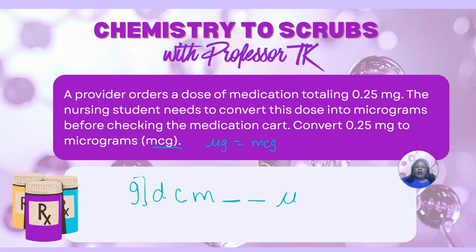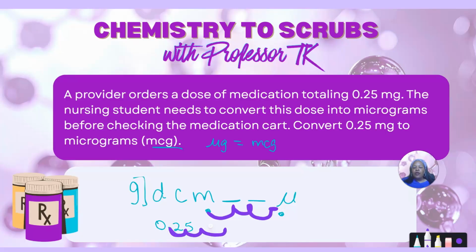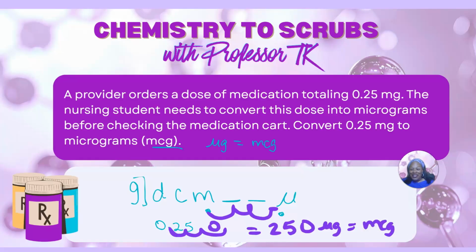So in this case right here, you're converting 0.25 milligrams to micrograms, and micrograms is right there. So what I'm going to do is take that 0.25 and I'm going to move my decimal 1, 2, 3 to the right. So here we go, 1, 2, 3 to the right. So in that little empty space right there, you put a 0. So your answer becomes 250 micrograms, okay? Or MCG, micrograms. And that's it. That's all. Okay.